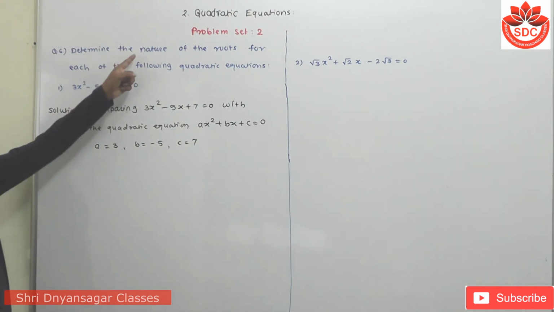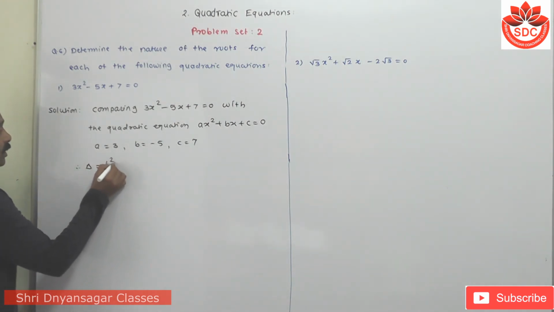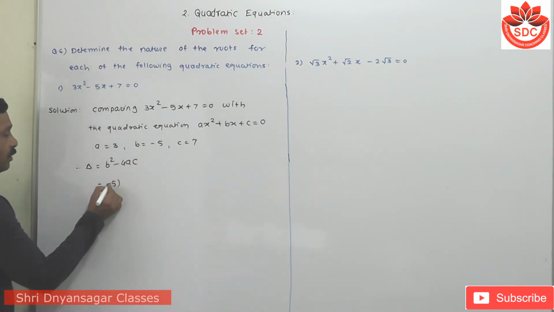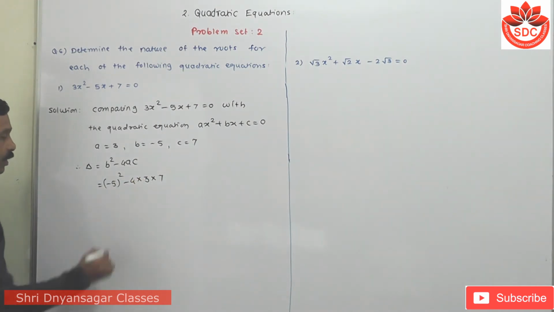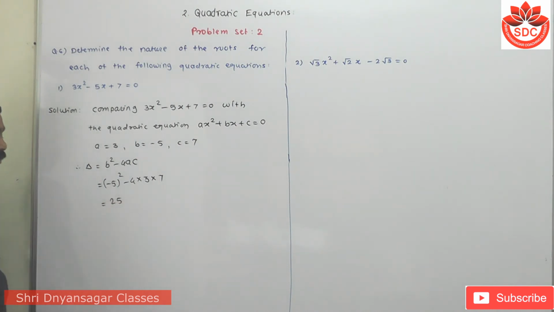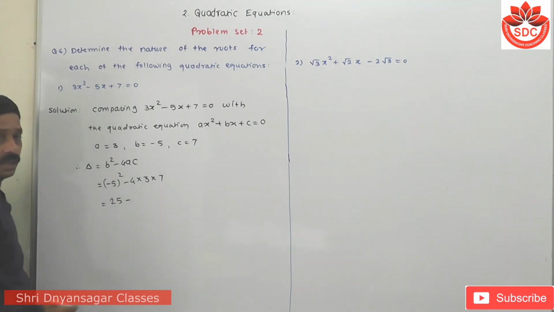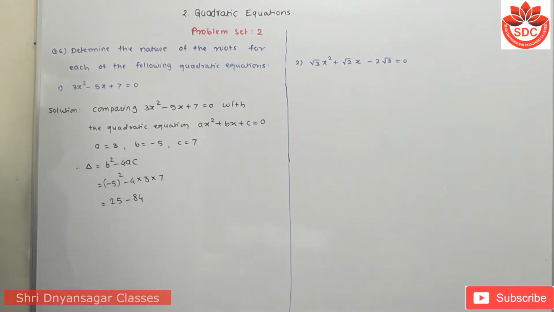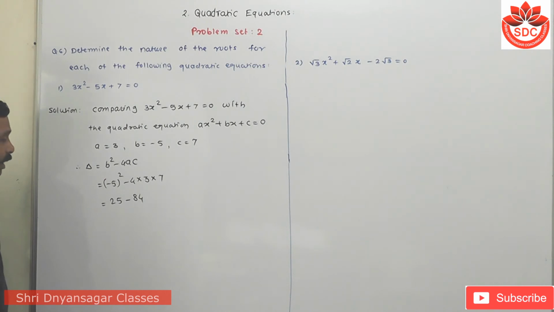Then we have to find its nature. First find the value of the discriminant, that is delta. Delta is equal to b square minus 4ac. Substitute the values: minus 5 square minus 4 into a is 3 into c is 7. Minus 5 square is plus 25. Then minus 4 threes are 12, 12 sevens are 84. Now we have to subtract 84 from 25.